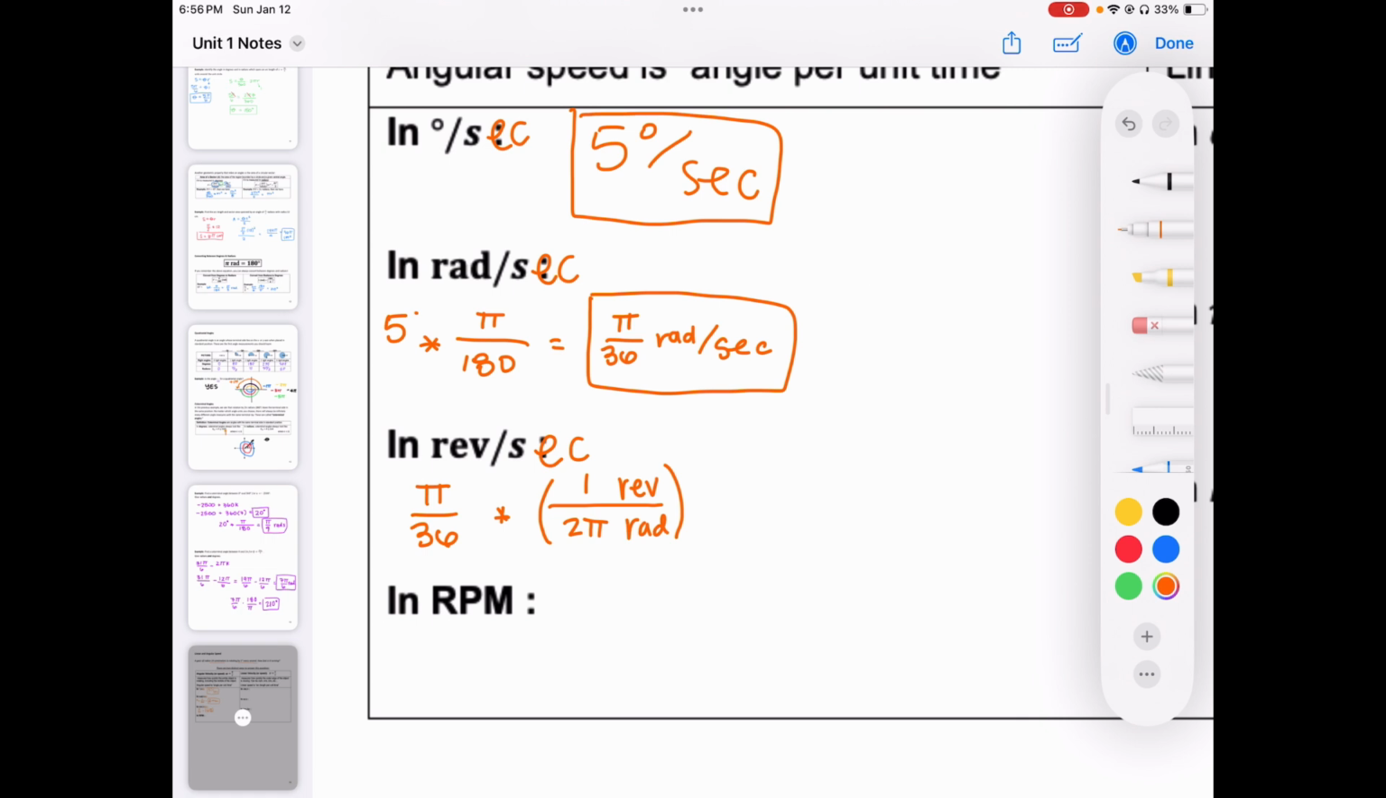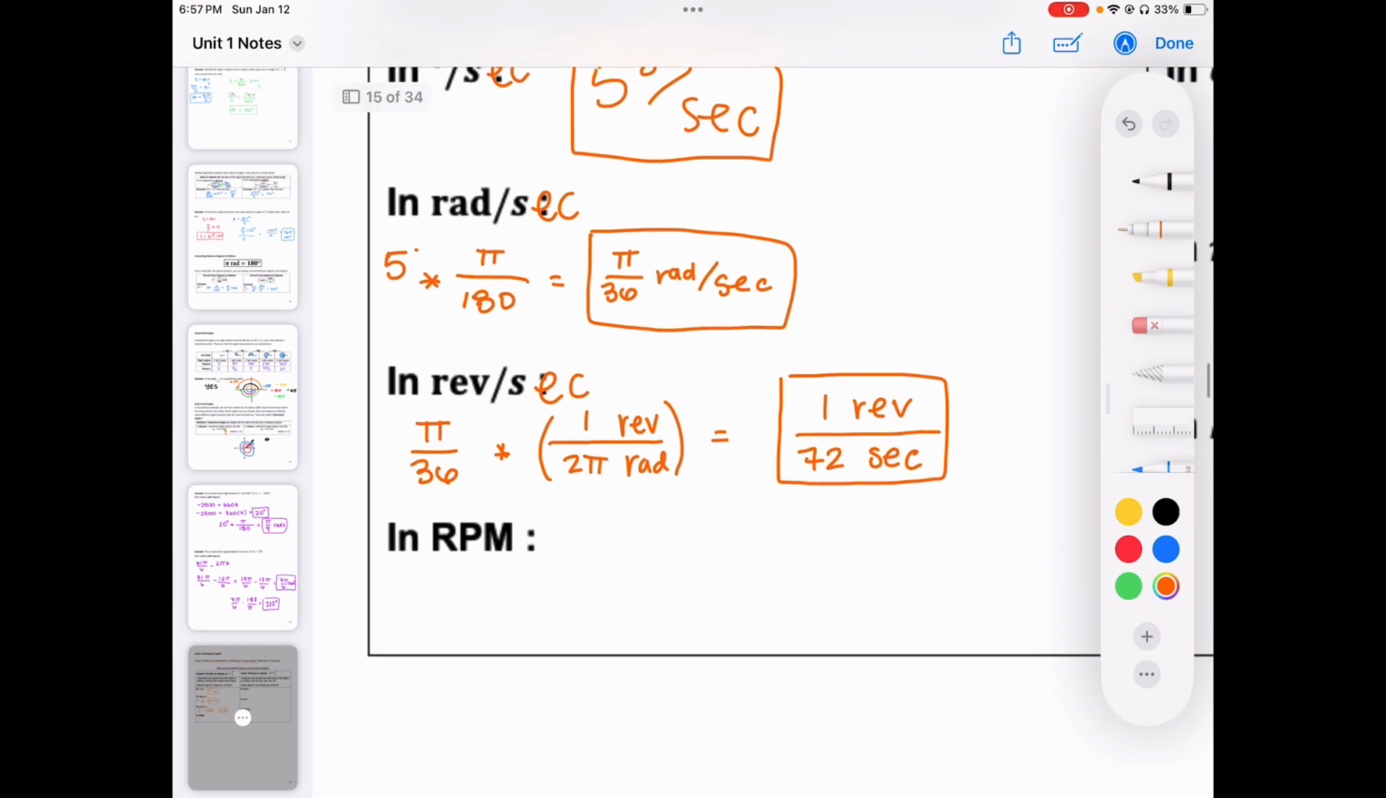Okay. And then when we multiply all that out, we're going to have one revolution over 36 times 2, which is 72 seconds. Okay. Notice that the pi's will cancel out.